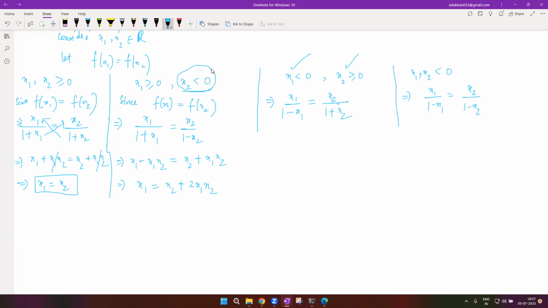x2 can only take negative values this time because we have already defined that, right? So take x2 as a negative value, let's say -1. Now I will find out what is the value of x1. So x1 is equals to -1, and this becomes -2x1, right? Because x1 is -1, so this becomes -2x1. -2x1 can be taken out to the LHS. This becomes 3x1, and x1 here gives you -1/3.